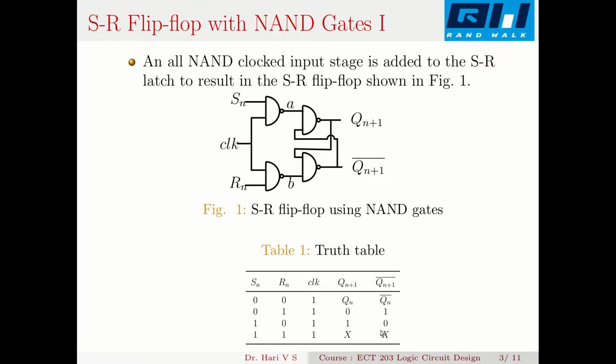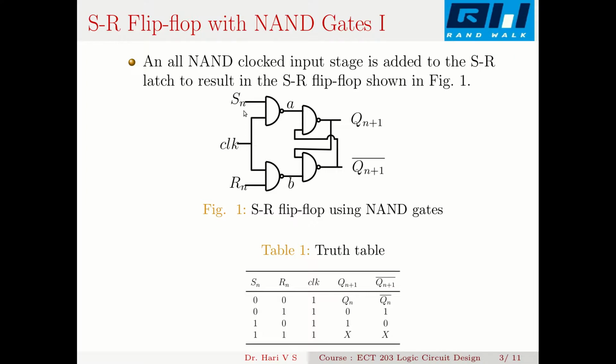Now let us look at the last case, that is with an active high clock. If Sn equal to Rn equal to 1 and clock is high, both A and B go to 0. When A and B go to 0, the outputs of both these NAND gates tend to be high, which is illegal. So what happens in practice is this drives to an indeterminate state. It can be either in a 1-0 condition or in a 0-1 condition. So this is a forbidden case.